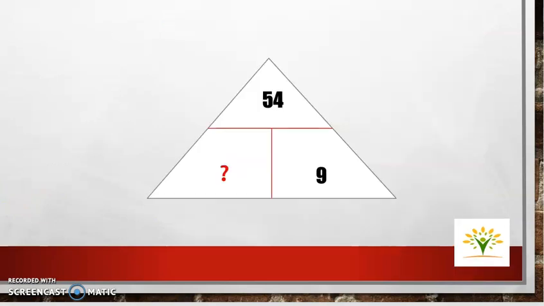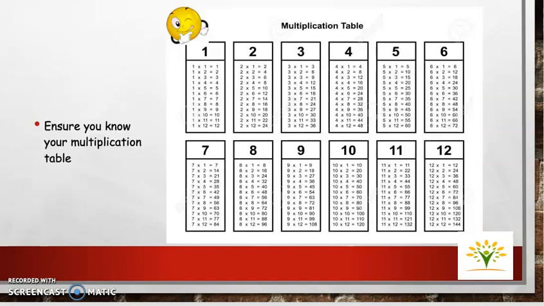Let's go on to the next one. What times 9 will give me 54? Do I know my 9 times table? Yes. 9 times what will give me 54? Yay! See 54 and that's 6. So 9 times 6 is equal to 54. So you're going to do the next one.